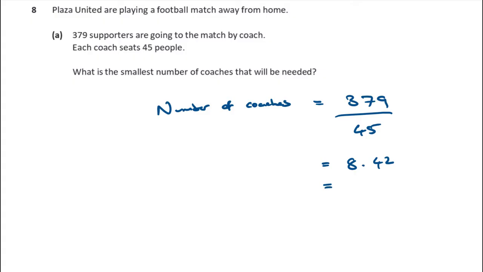Now, strictly, if it was just a number and I told you to round it off, you'd probably go for 8, because 0.42 is closer to 8 than it is to 9. But then you would not have enough space for all of your people. You'd only get 8 times 45, that comes to 360 people and not 379. So in this case, you have to round it up. So I'm going to say that this is equivalent to 9 coaches in this case. Okay, you have to round it up, otherwise you're not going to squeeze everybody on.